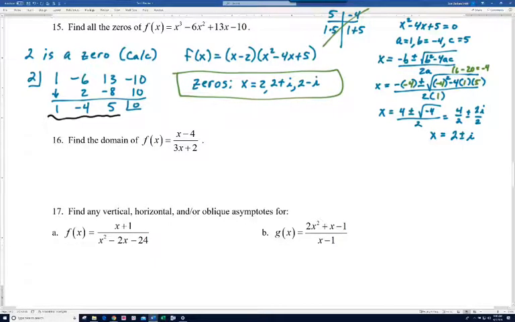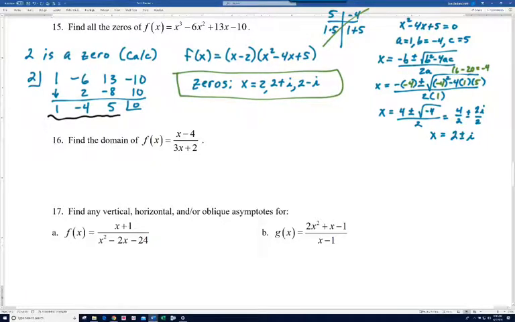All right, let's look at number 16. It says find the domain. Now remember, when we're dealing with fractions, our denominator cannot be 0 because then we would be undefined. Basically, the domain includes all the x values that we can plug into this function, and our output is going to be a real number. Well, if we plug in an input and it causes our denominator to be 0, we're undefined. And so that would be the only exception with rational functions.